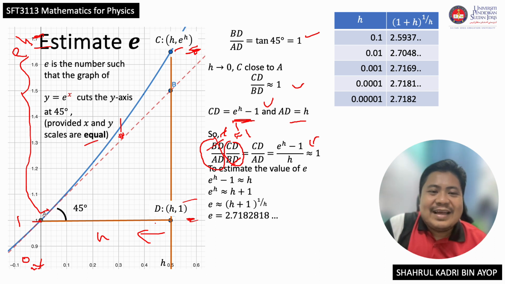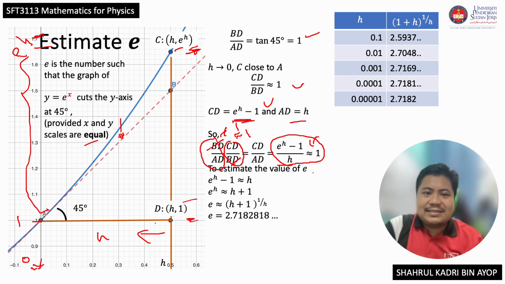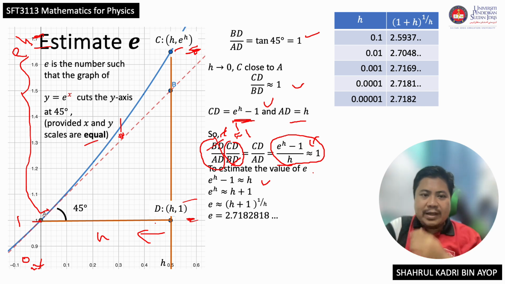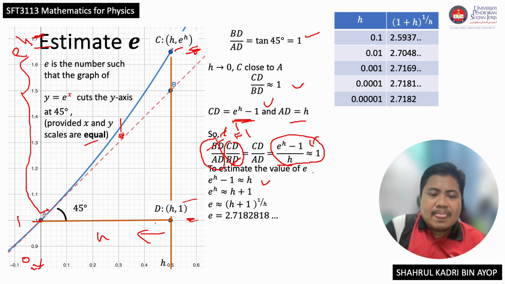Alright, so to estimate the value of e, what we can do is rearrange this back. So H, we bring it to the right, so that we have e power of h minus 1 is approximate to h. And then e to the h, so we just rearrange them back. So h we bring to the right, we have 1 over h power of h.